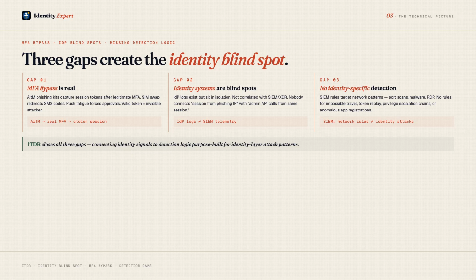Gap 3, no identity-specific detection logic. Traditional SIEM rules are built around network and endpoint patterns. Port scans, malware signatures, lateral movement via RDP. They do not have detection logic for identity layer attack patterns: impossible travel between authentication events, token replay from a different device fingerprint, privilege escalation chains across federated identity providers, or anomalous OAuth application registrations. ITDR exists to close all 3 gaps.